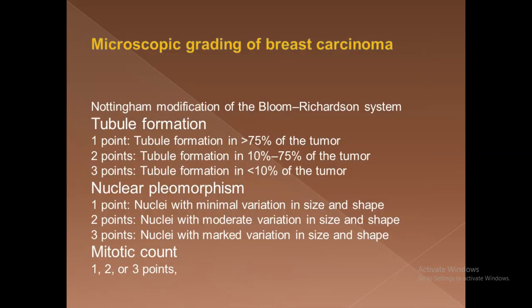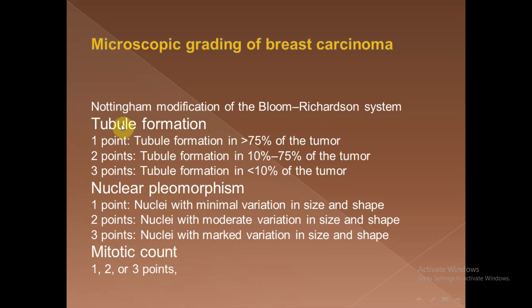Now, grading for breast carcinoma. How can we do microscopic grading? Because the grade has a great relationship with the prognosis of breast cancer and also the treatment. We have the grading system, which is called the Nottingham classification of the Bloom-Richardson system. This depends on tubule formation, nuclear pleomorphism, and mitotic counts.